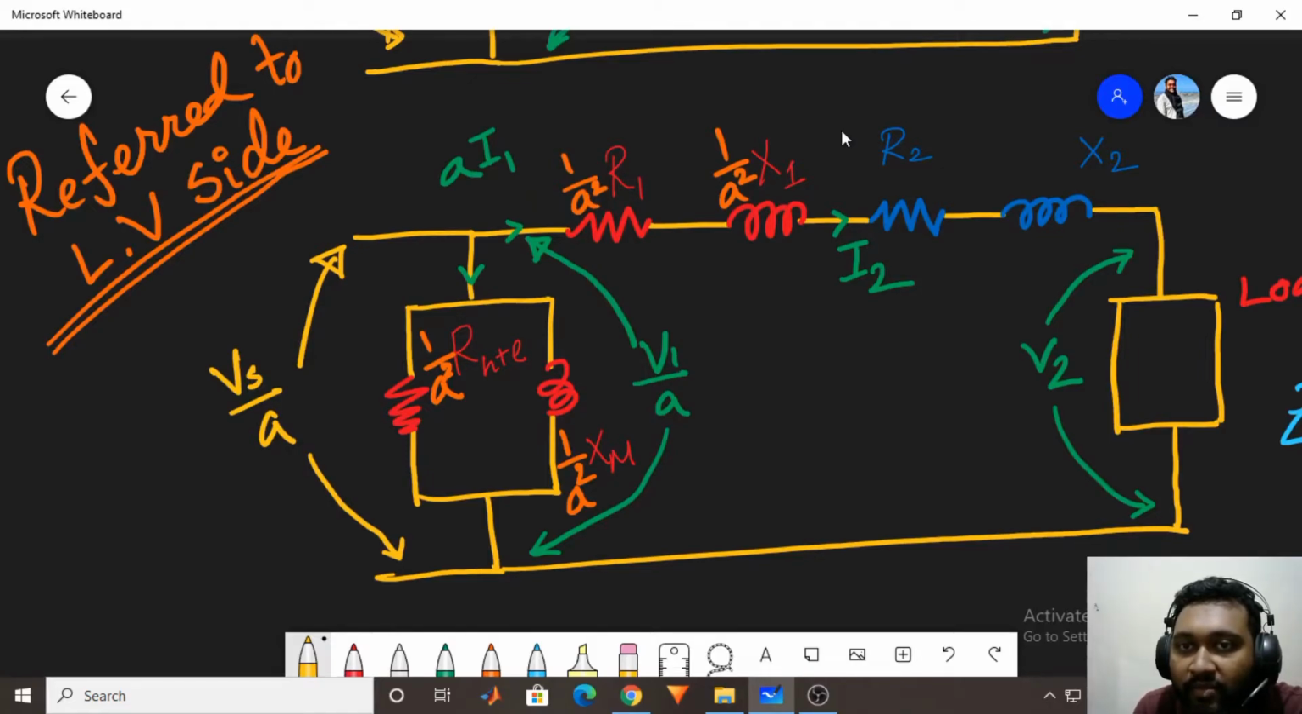Okay, by simply multiplying 1 by a square, so the resistance and the reactance, we have to multiply 1 by a square to the hysteresis and eddy current loss resistance and also to the magnetizing reactance. So this is basically the combination of both referred to high voltage side and low voltage side equivalent resistance. We will be using this for many of our applications in our course.